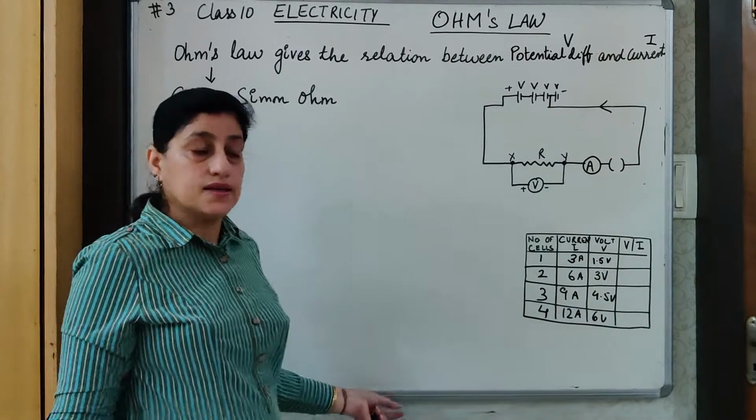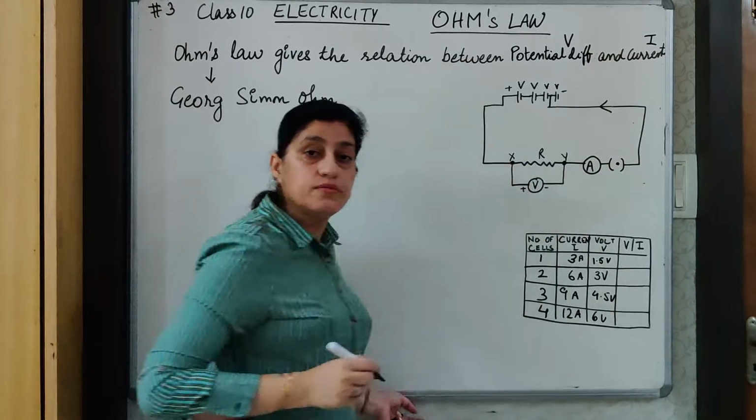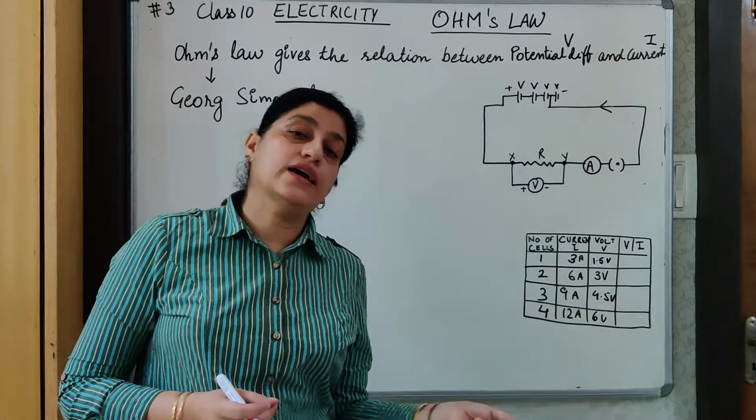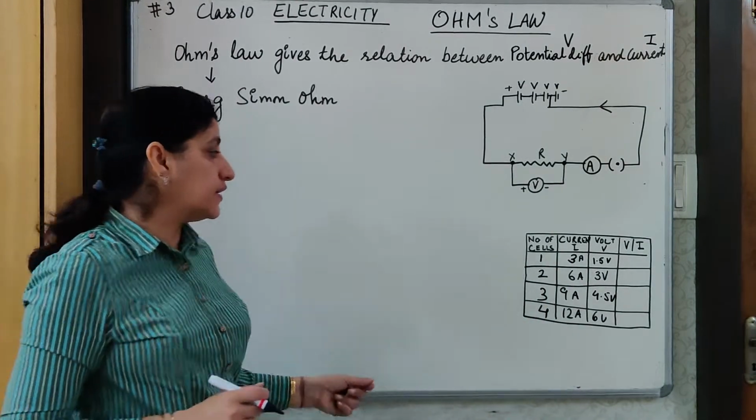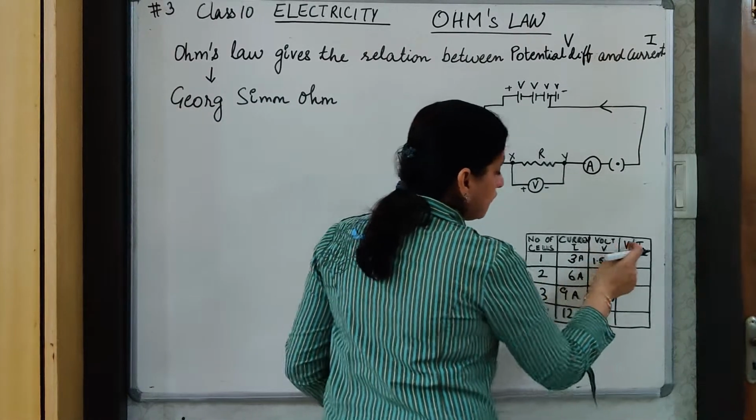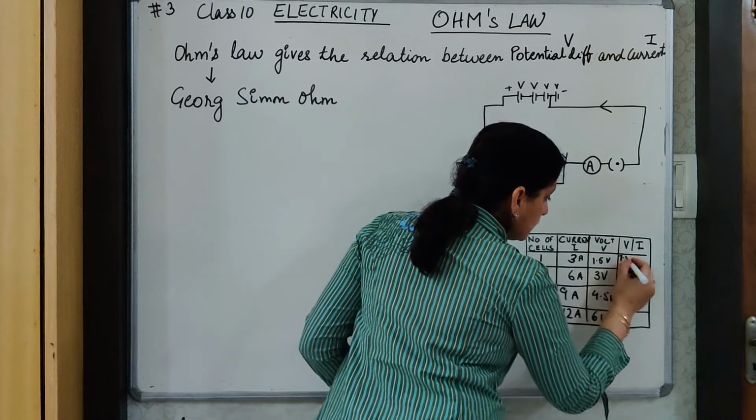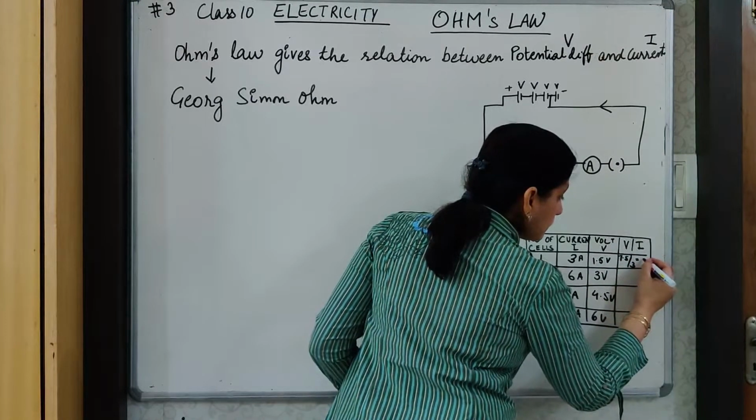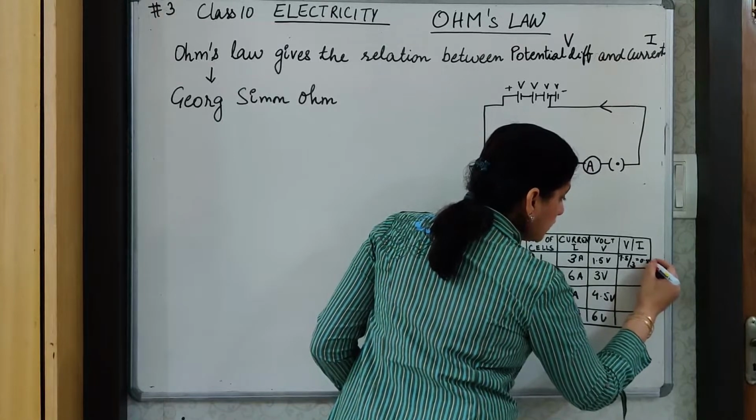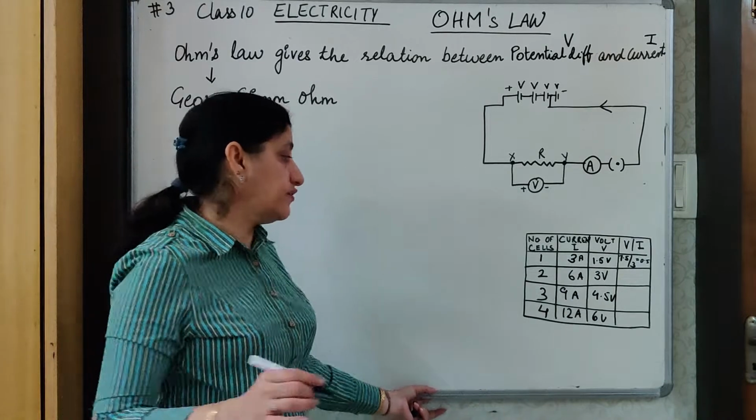like this. Each time we are going to plug in the key, note the voltmeter and the ammeter reading, and we will continue like this. Whatever is the value we are getting, then we will do a V upon I ratio. So this is V, 1.5 upon 3 gives me 0.5. We get the ratio as 0.5.